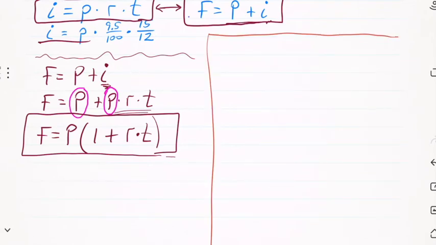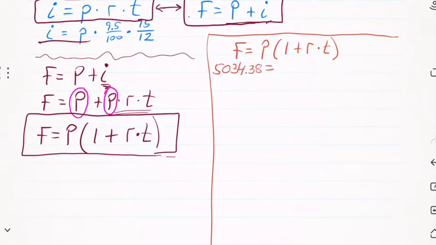All right, so let's see how this formula works in this case. We have F equals P times parentheses 1 plus R times T. And I'm going to go through it just like I do I equals PRT, one letter at a time. Do I know the future value? And the answer is yes. The future value is right here. It's 5,034.38.